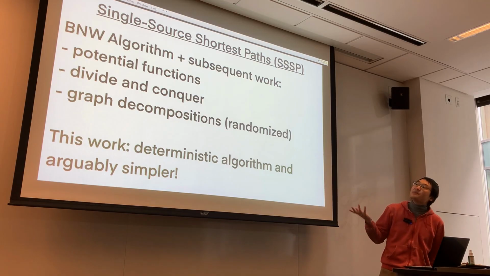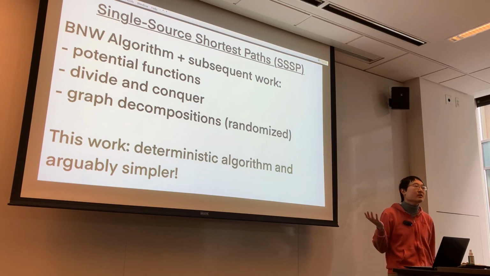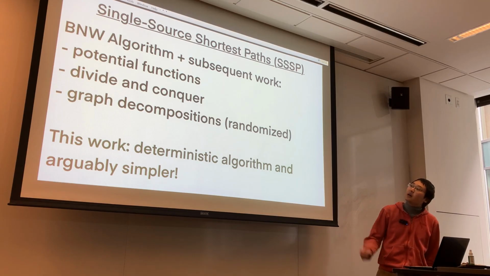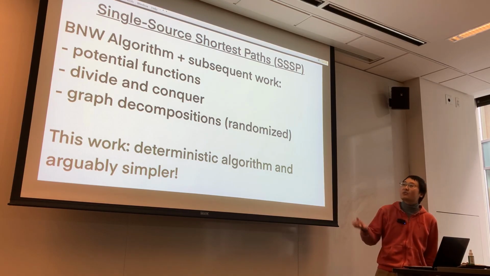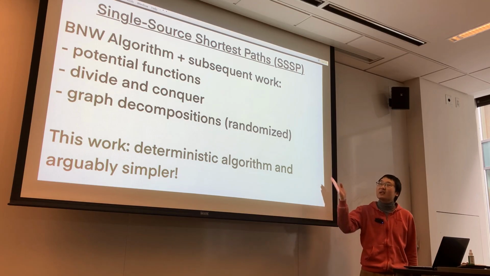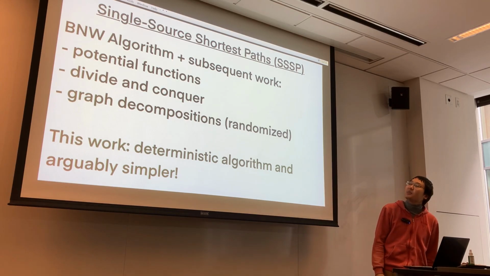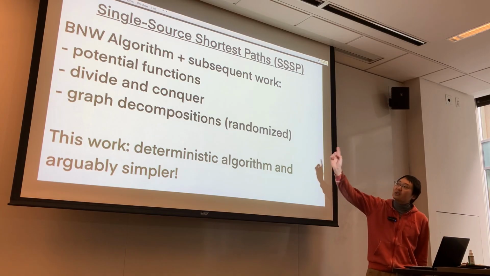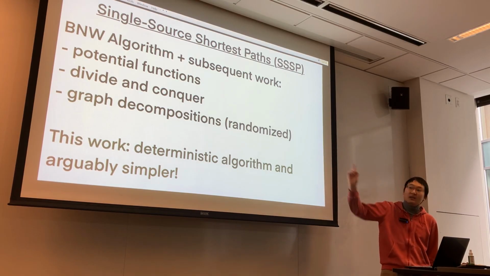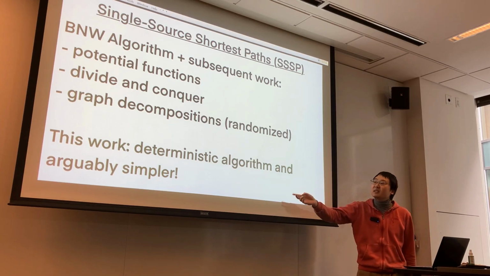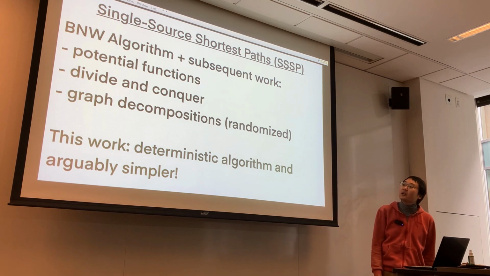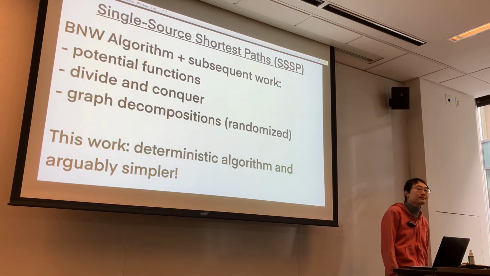This BNW algorithm can be thought of as a more modern approach to graph algorithms. It combines some old techniques such as potential functions and divide and conquer with some more modern techniques such as graph decompositions, which we'll see a bit more later. But the graph decomposition used in this result was randomized, and our main focus will be de-randomizing it, or having a deterministic analog of this algorithm, which is also arguably simpler.